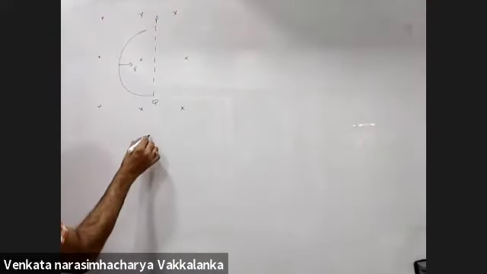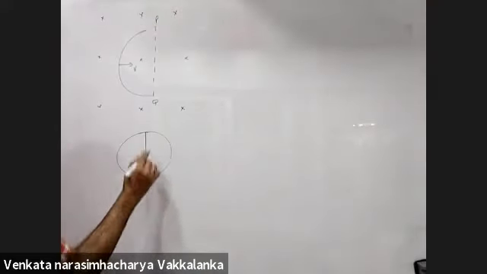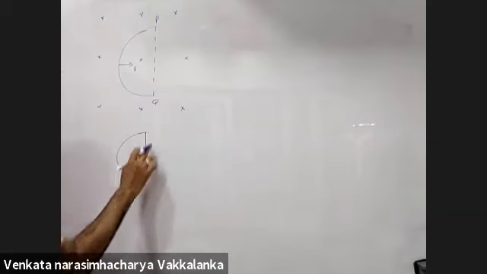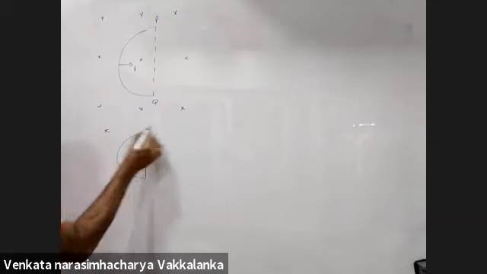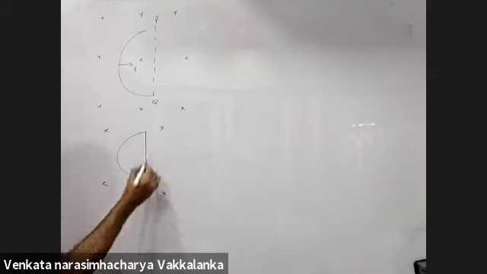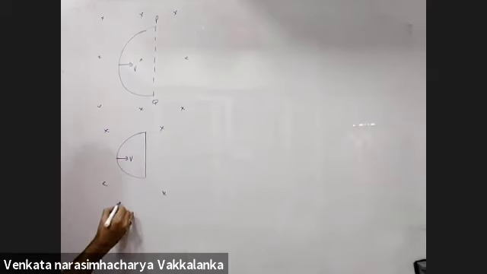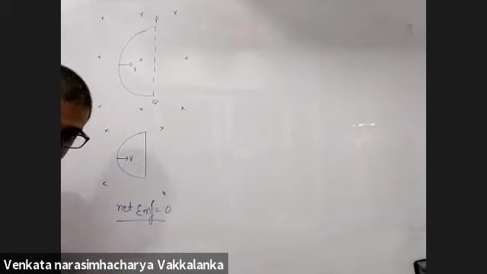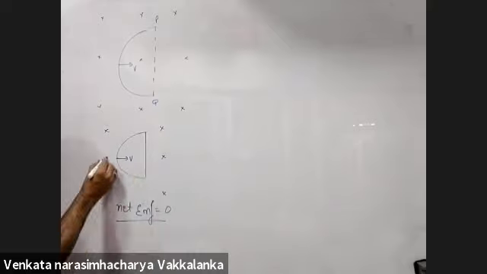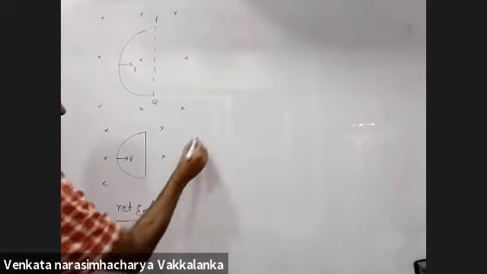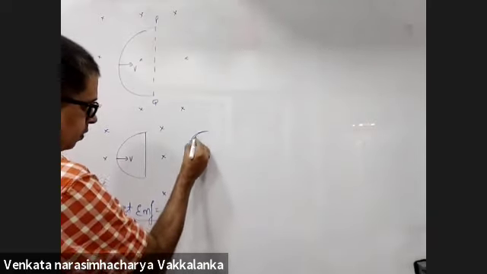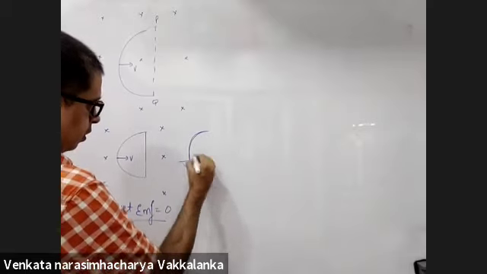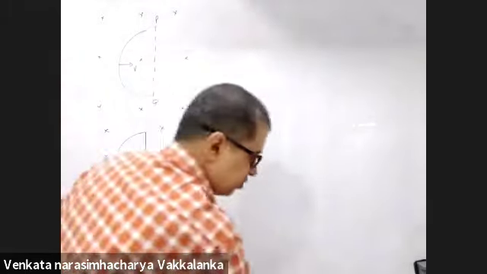Firstly, if I close the loop, what is the net EMF in this? Net EMF in this will be 0. Do you agree with that? Yes. That means this you can draw as, wish I drew a proper semicircle.